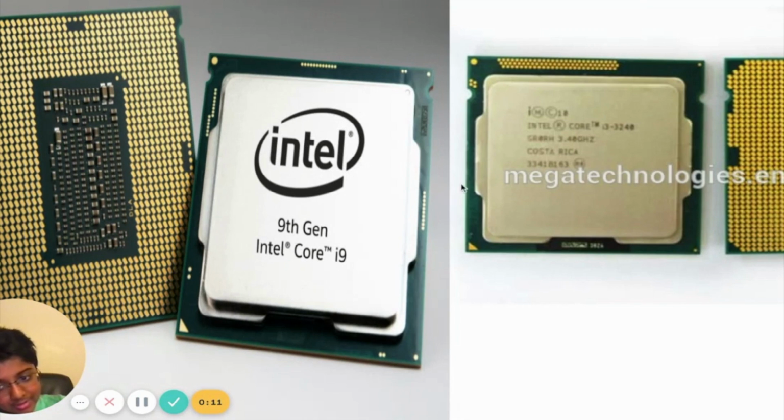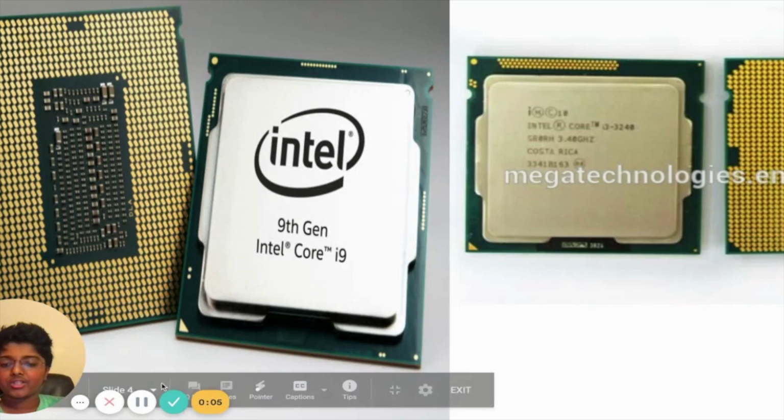And the final one is threads, which is basically virtualization and hyperthreading. This means that the CPU cores can work together. This makes the CPU cores double.